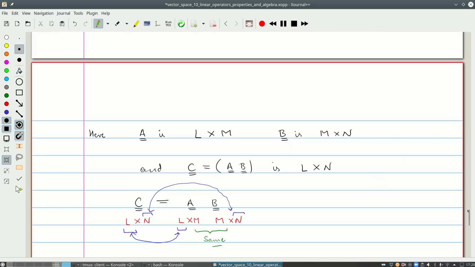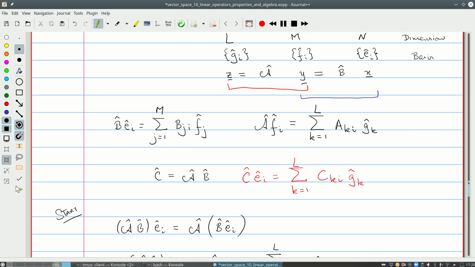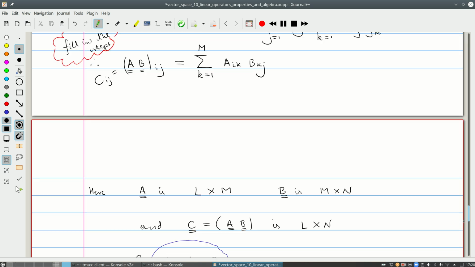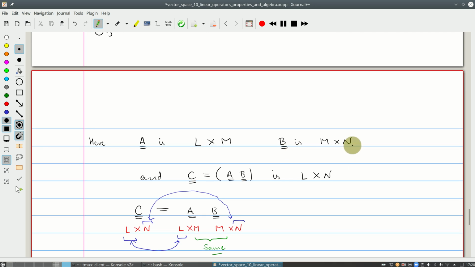Let's remind ourselves of these dimensions. The starting one has dimension n, then we go to an m dimension, and then to an l dimension. So this sets the dimensions of B. B is n to m, A is m to l, and C is directly n to l. So C is equal to A times B, C is l times n in dimension, A is l times m, and B is m times n.